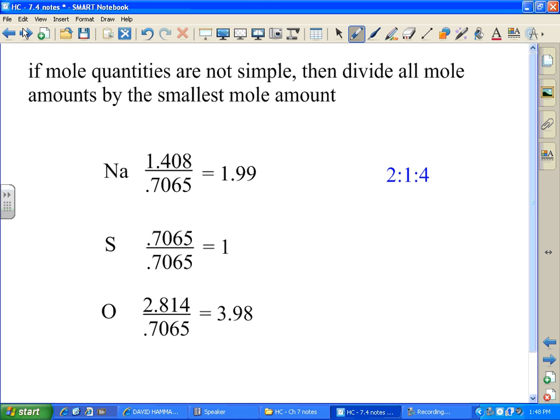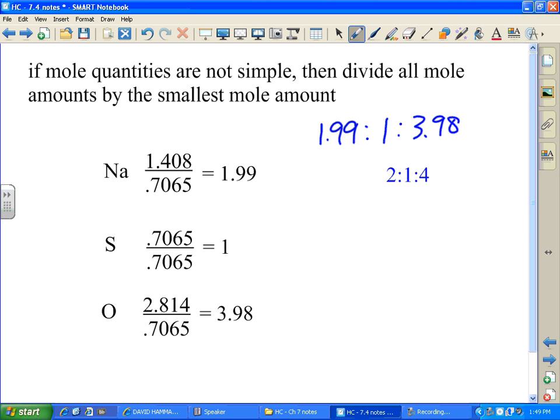So as you can see there, you have sodium, sulfur, and oxygen. You take each mole amount, divide it by the smallest. So for sodium, you would get 1.99 in the calculation. For sulfur, dividing it by itself, you get 1. And for oxygen, you get 3.98. So what we now have is a ratio of 1.99 to 1 to 3.98.